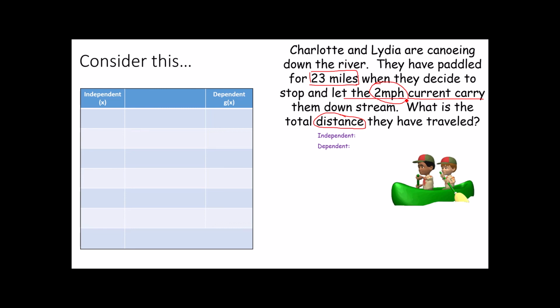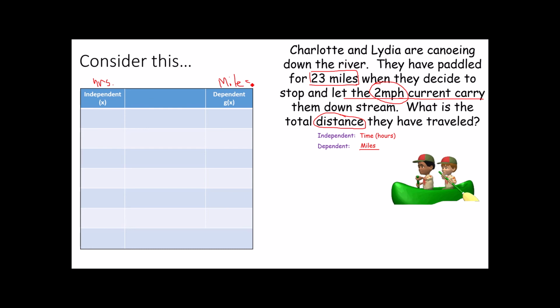Which one is which? Hopefully you realize that the independent variable is time because we don't control time. Time passes on its own. Miles is our distance. So over here, I'm going to write for independent, I'm going to put hours. And for dependent, I'm going to put miles. And then we'll start filling in our table.